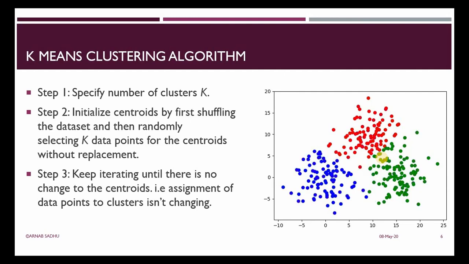So first we initialize the centroids by shuffling the dataset. As I shuffle the cards and randomly select K data points, you can either randomly select or select any 3 data points from the top, and then without replacement, which means that once you pick out a point, you will not put that point back into the pool of points. So this is called without replacement.